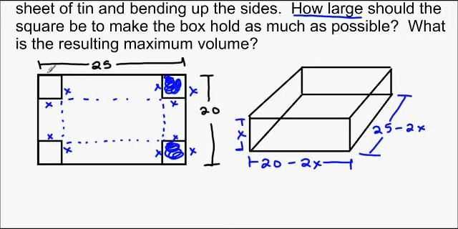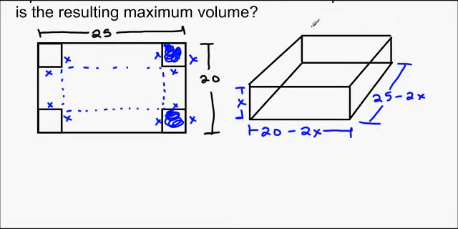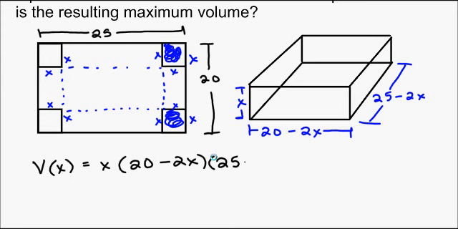which means that the volume, remember the volume of a rectangular prism is the length times the width times the height. So V as a function of x is equal to x times (20 minus 2x) times (25 minus 2x). And now we're going to solve this two ways. The first way will be by graphing.